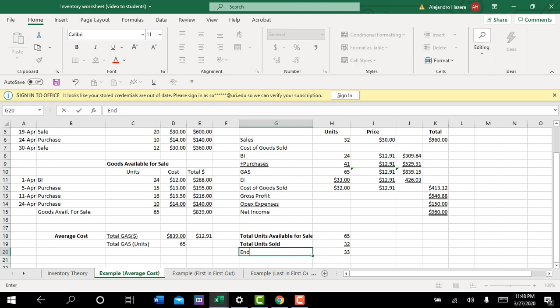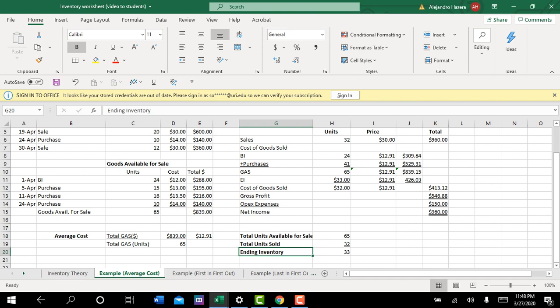Okay, and those two numbers, units sold and ending inventory, are going to be very important in the next two examples, in my FIFO and LIFO examples. So I decided to do this calculation right here before I got into those, so just keep those numbers in mind. Anyway, finishing this example, we've calculated before total goods available for sale of $839, which is that number right there.